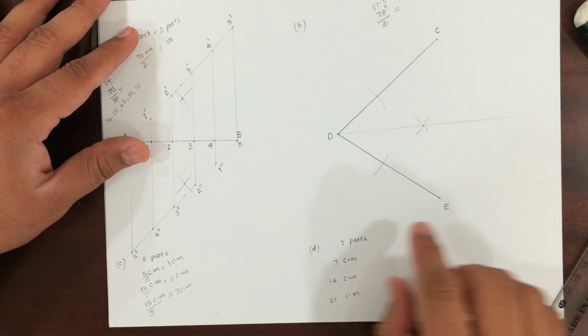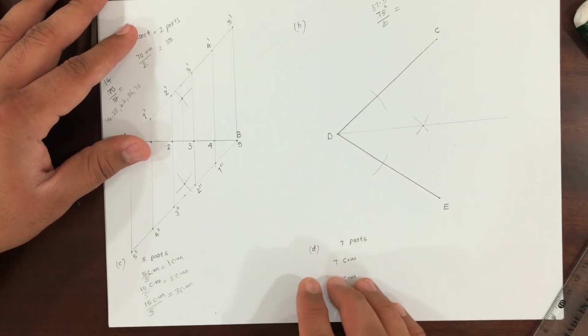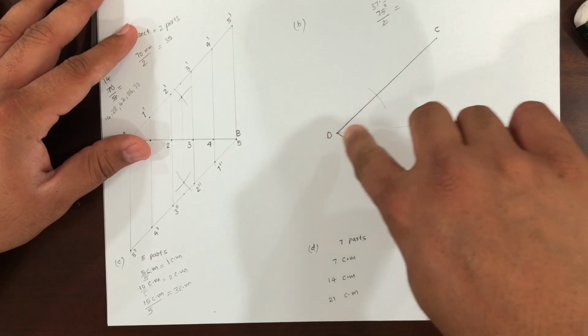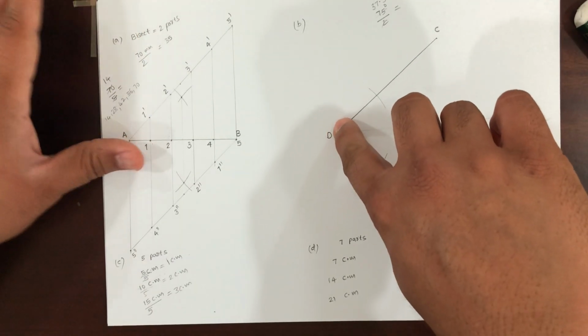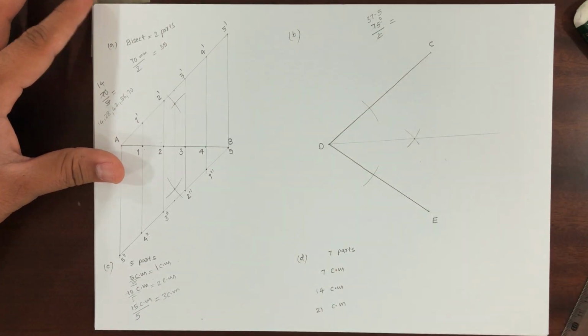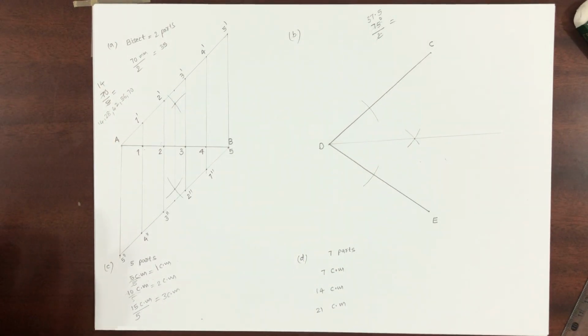Now let's see. So here which line we have to divide? Line DE. This line into 7 parts. Line DE must be divided into 7 equal parts. So now same procedure again.